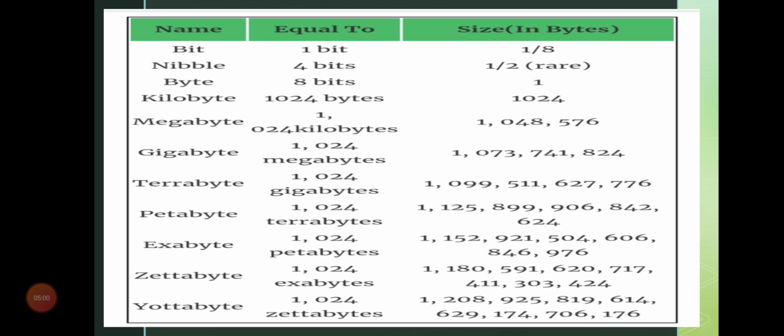Next is megabyte. 1 megabyte is equal to 1000 kilobytes, and it is a unit of memory measurement. A megabyte is 10^6 or 10 lakh bytes and is abbreviated as MB. 1 MB is technically 10 lakh bytes.